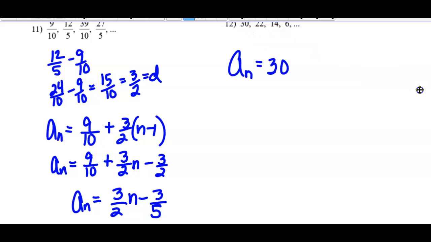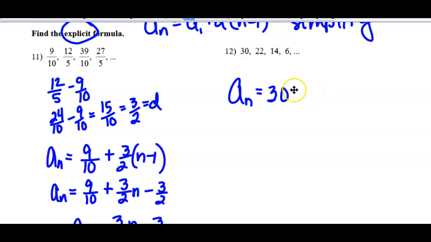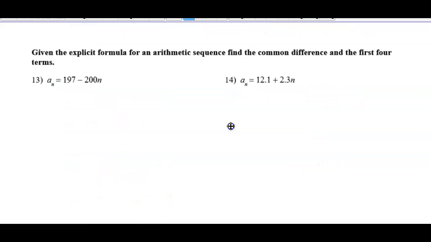Okay, so for this one, you would have 30, the difference is going down 8. And then you just need to simplify. I think you guys can finish that one. And that's the explicit formula.